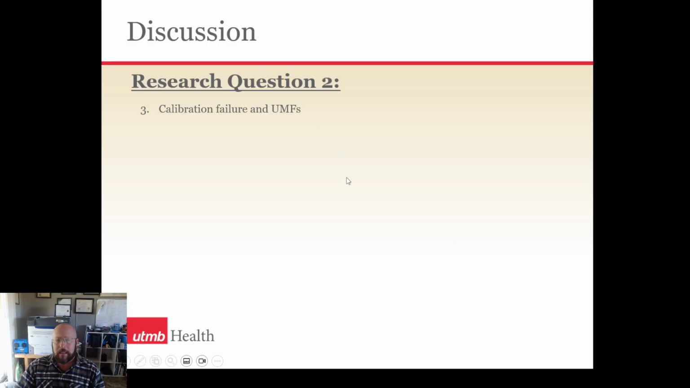Calibration failures and mechanical failures. How do those correlate? There's no evidence, and I just want to state this, there's no evidence that lab tests were released or patient results were released inappropriately. There's no evidence of that at all.